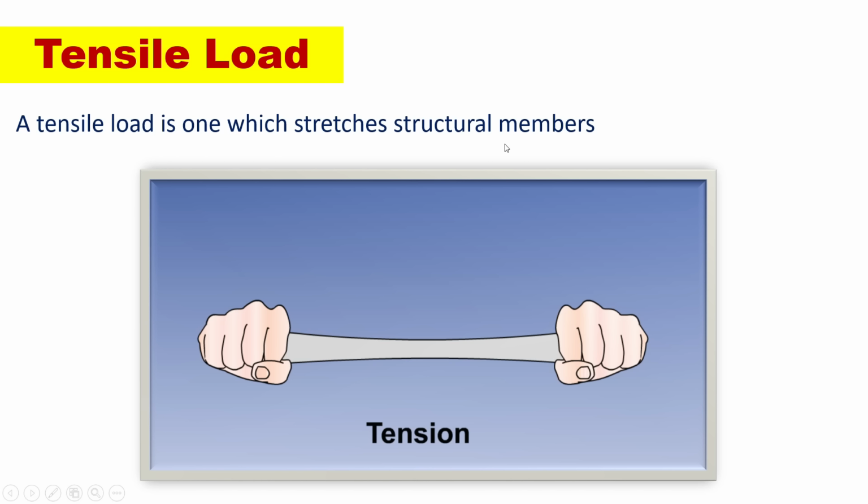So whenever you have a substance or material or wire or a rod or whatever, and if it is being stretched, then the tensile load is acting on it, right? And whenever I use the term structural member here, it means the aircraft's various parts, be it the fuselage, the wings, the empennage, the landing gear, whatever, right? So remember this definition very carefully. A tensile load is one which stretches the structural member.